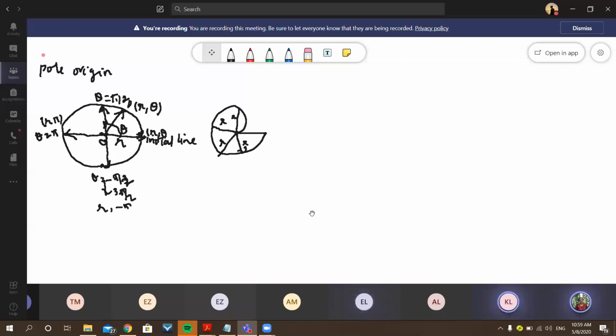Now what I'm telling you is, let me just tell you again. Here, this is your origin, which we call the pole. Okay. This is our initial line. So the polar coordinates start with this.